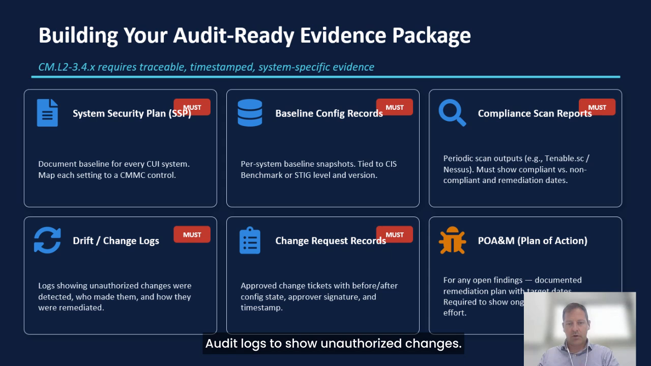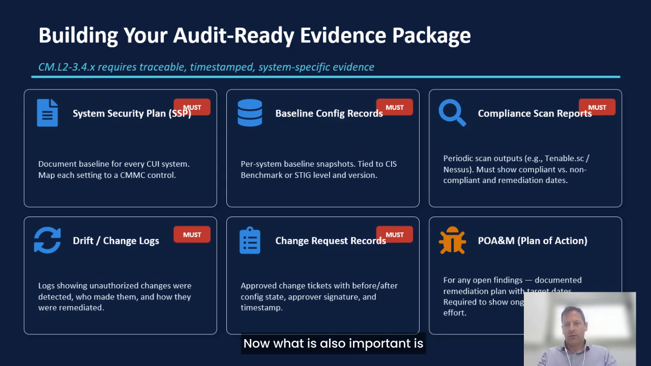Audit logs to show unauthorized changes. It's not only about documenting approved changes, but also being able to show and keep the logs of unauthorized changes. And then drift reports. Whenever we have a drift, we want to make sure that this is well documented. If a drift happened from the baseline, it is one thing to remediate it, but also another thing to make sure that over time these drifts and remediation actions are logged and saved. So these are the technical evidence.